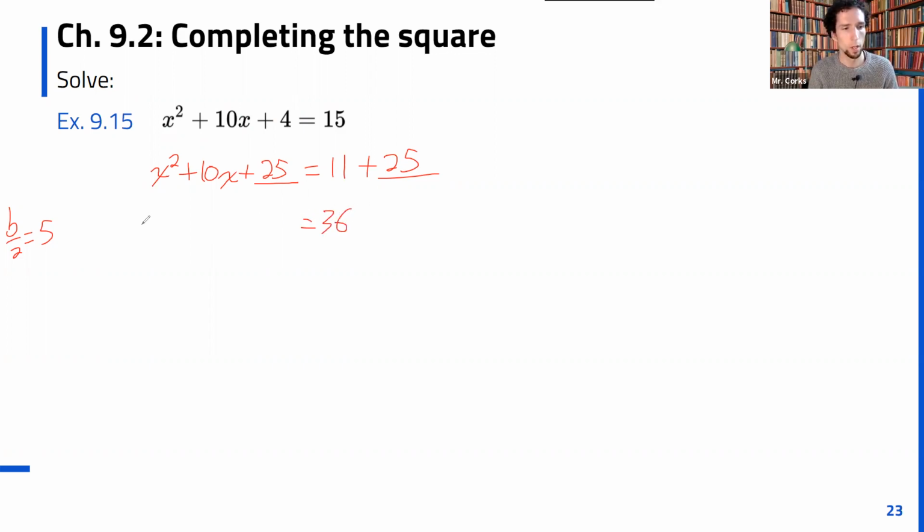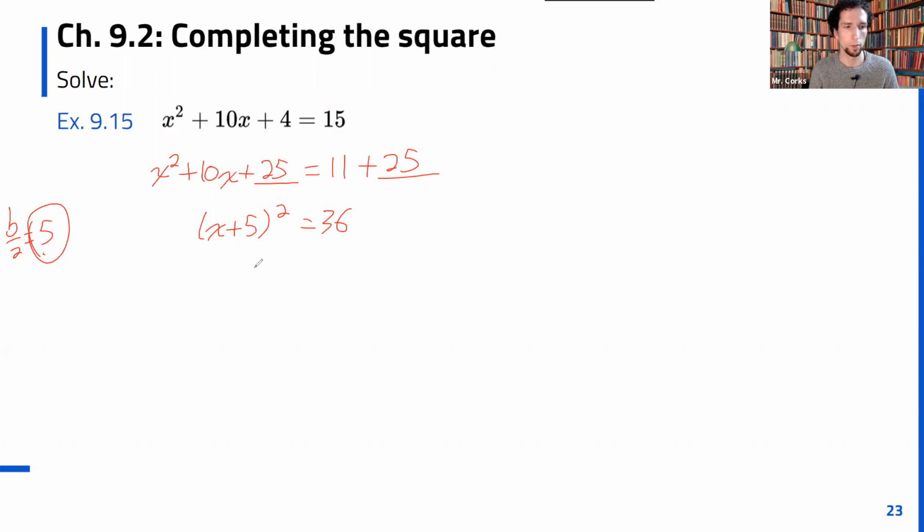What about the left side? X plus 5 squared. So that's the m value that I was saying right here, the b over 2. It's also the square root of c. It's both of those things. So there we go. That's x plus 5 squared equals 36.